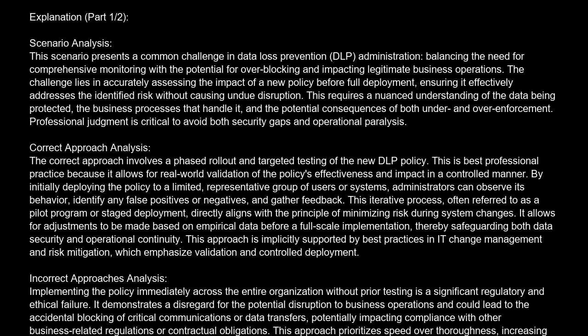Correct approach analysis. The correct approach involves a phased rollout and targeted testing of the new DLP policy. This is best professional practice because it allows for real-world validation of the policy's effectiveness and impact in a controlled manner.